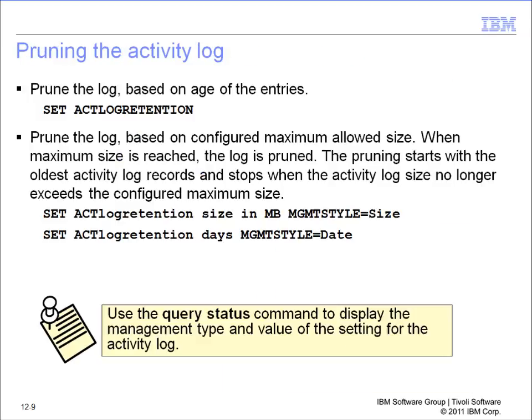Given that the activity log has a lot of information, you might want to set up pruning. What this does is it sets an activity log retention either in size or by time. So you could set your activity log retention for a specific number of days. Say you want to keep everything for 1 week, you would set activity log retention for 7 days. You could also set it by size, so that when it reaches a maximum size, it would be pruned, starting with the oldest log.